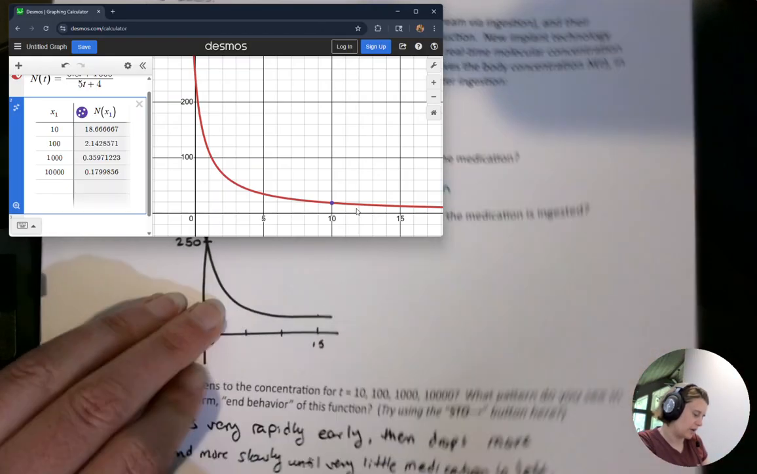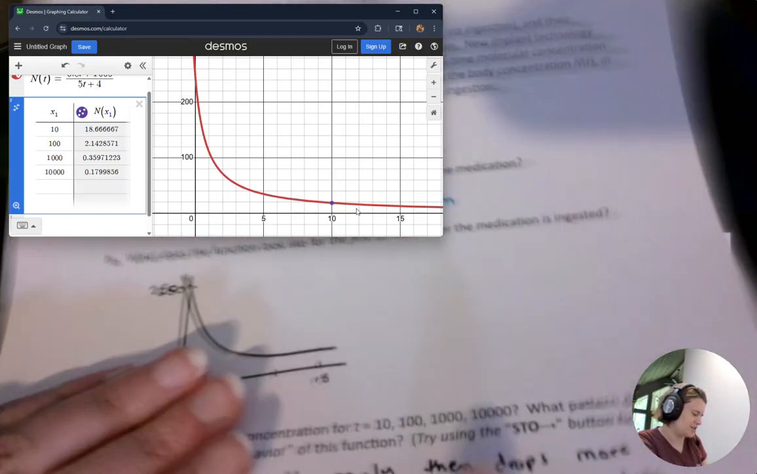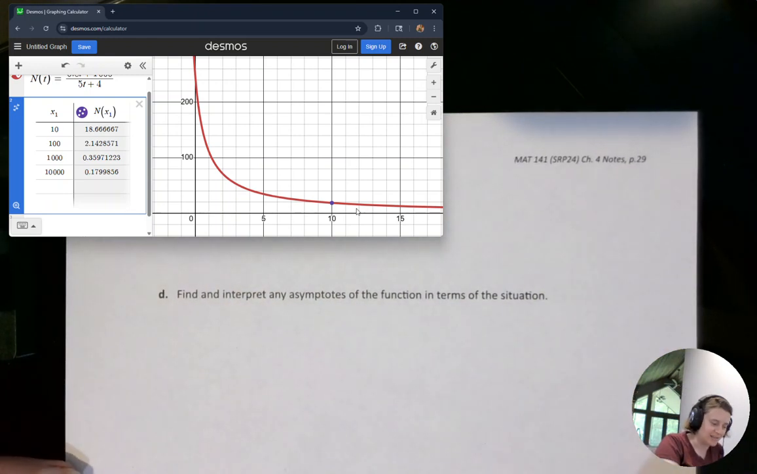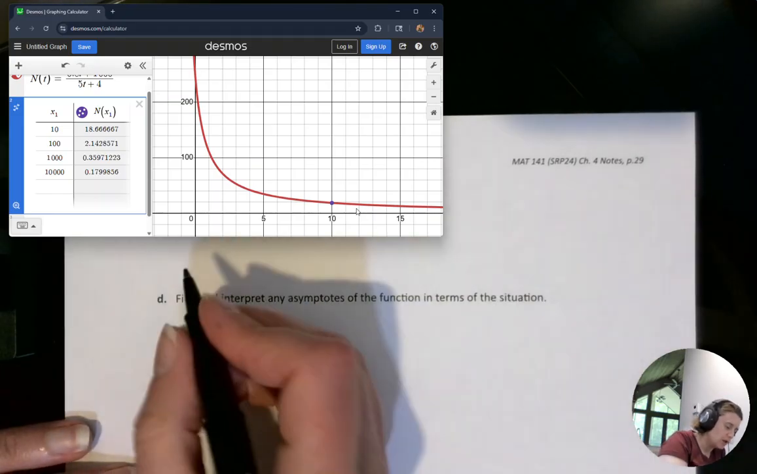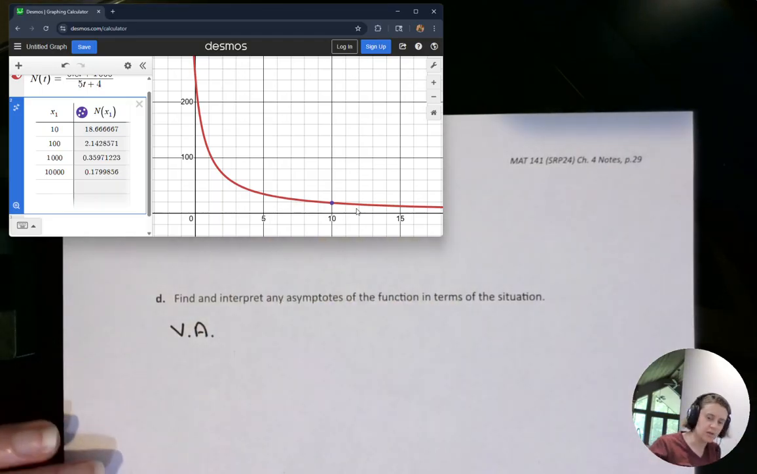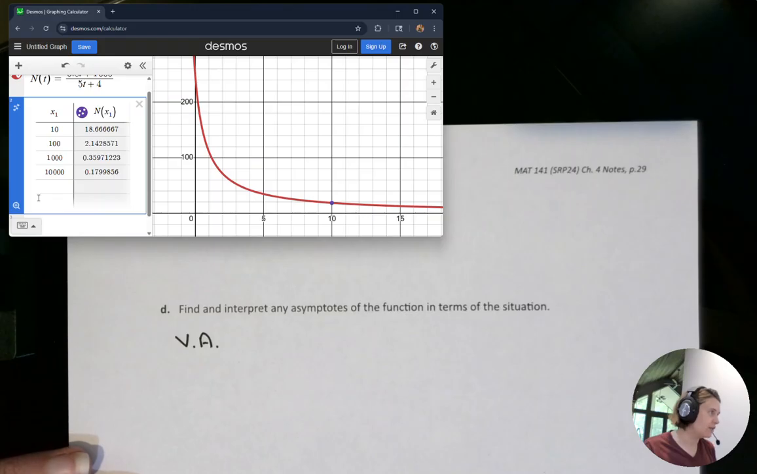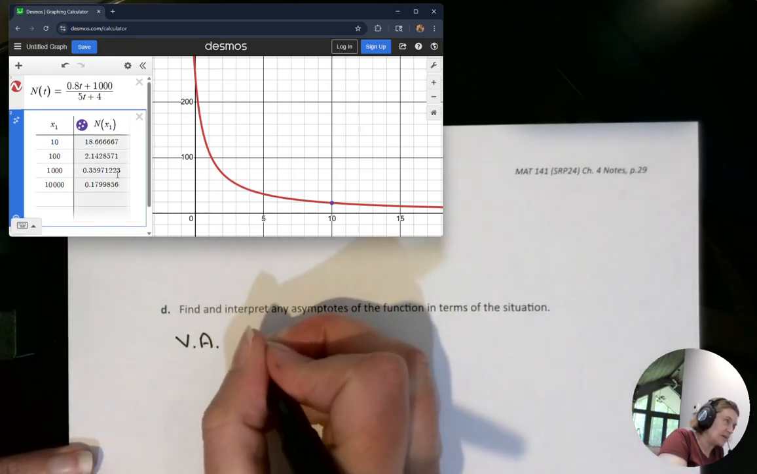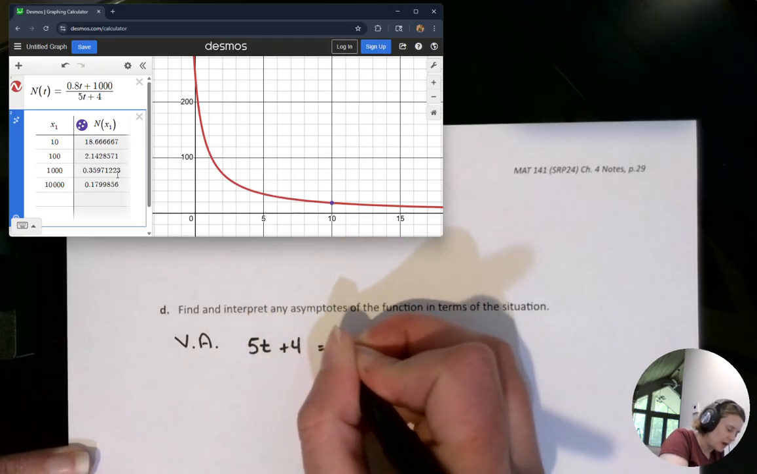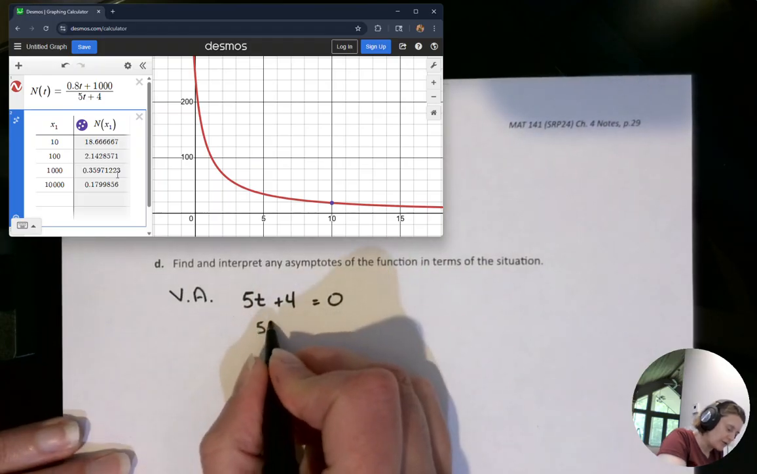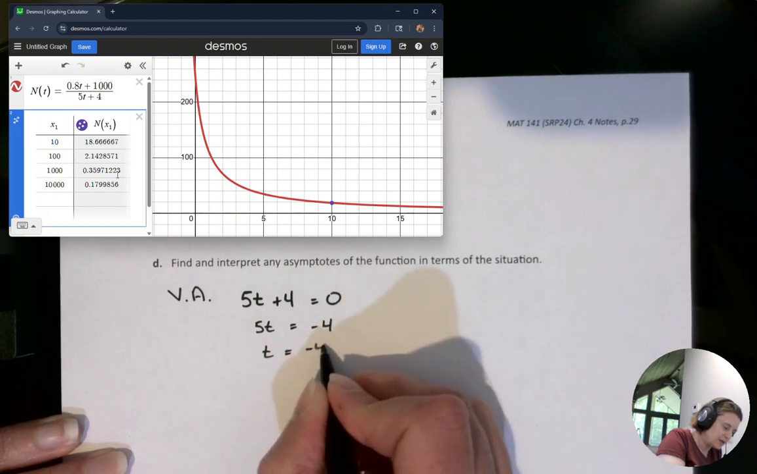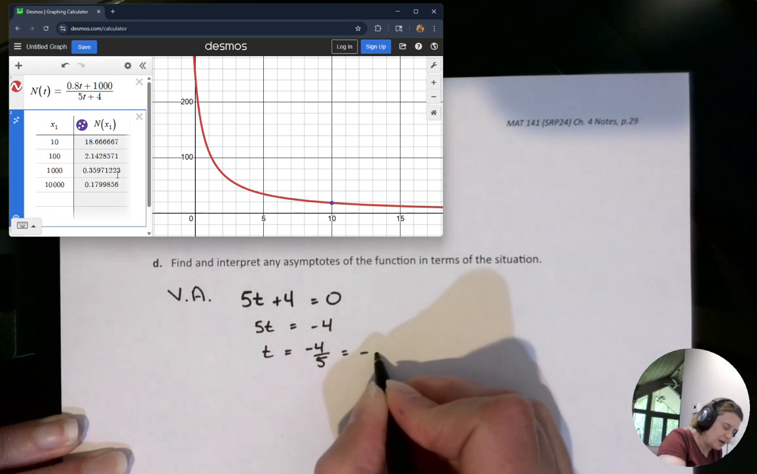All right. Mine, again, printed a little weird, so I got to go to the next page to finish off my question. Find and interpret any asymptotes of the function in terms of this situation. So let's look for any vertical asymptotes first. Those are going to be places where the denominator of the function is equal to 0. So I can see my denominator here is 5t plus 4, and that's going to be equal to 0.